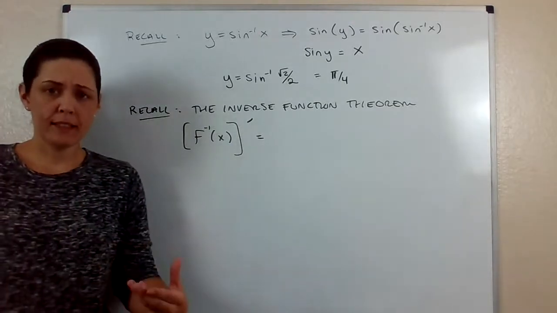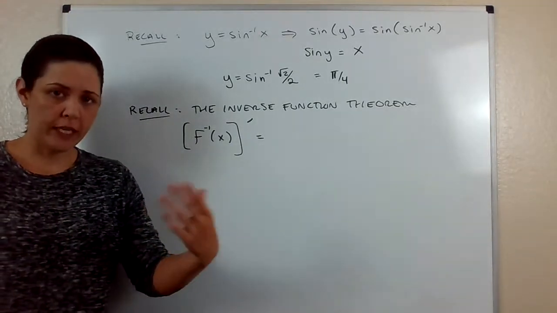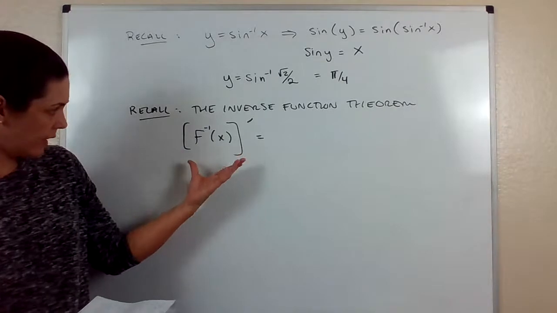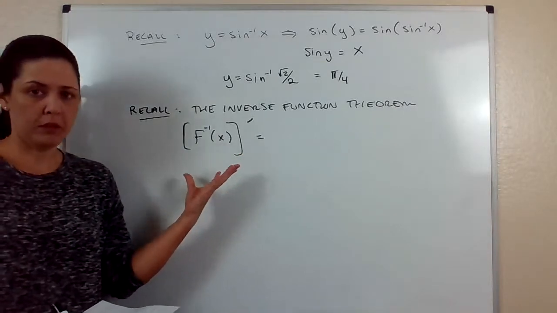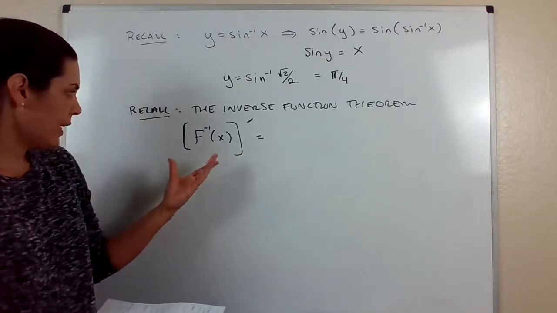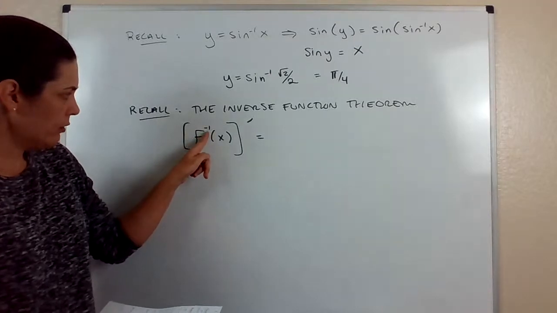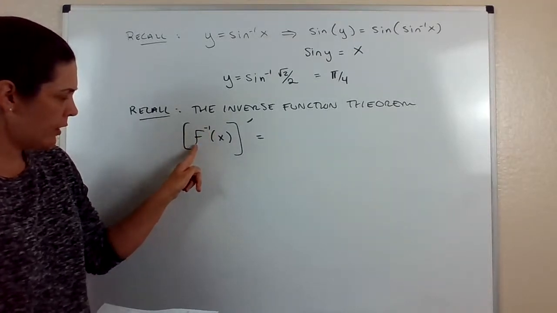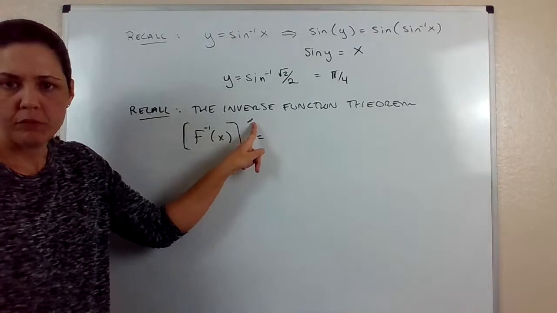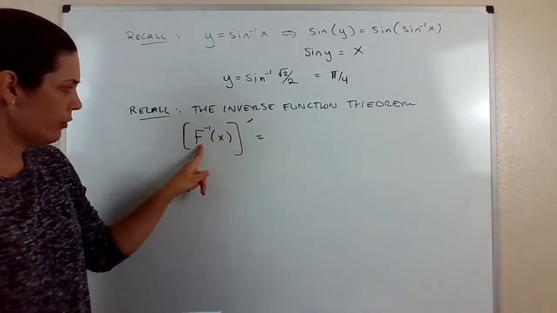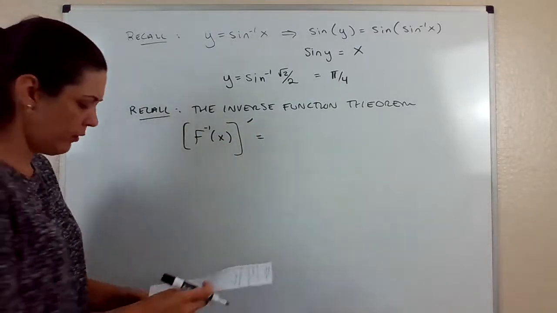And remember, math is like a language, a notation language. So yes, I just wrote this symbol on the board, but think about what it's saying to you. It's saying, here's an inverse function. The original function was f, and I want the derivative of it. Okay, so the derivative of an inverse function can be found using the following.